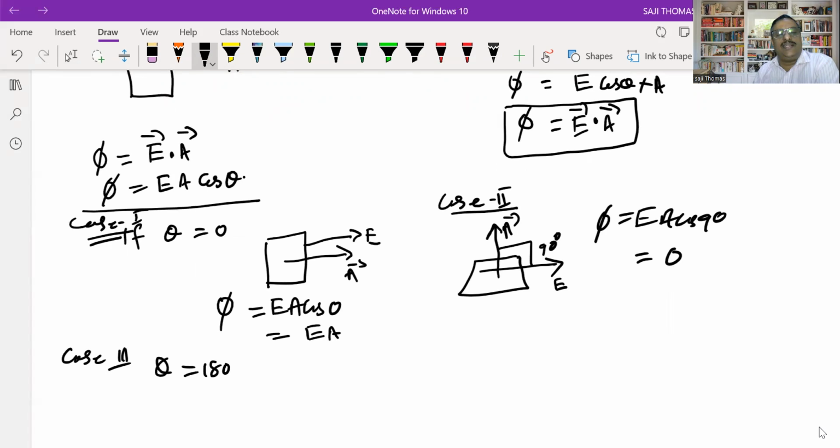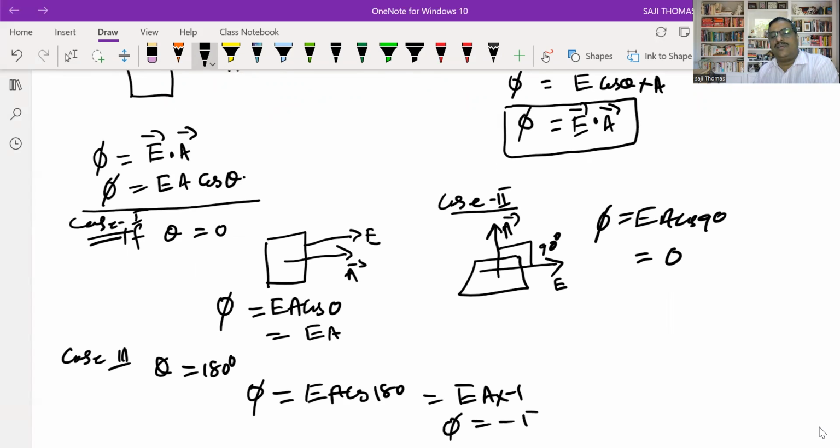Theta is 180 degrees. So what will be phi? EA cos 180, so EA into -1. Flux will be negative. In this case, area is this way, and electric field will be this way. Okay.